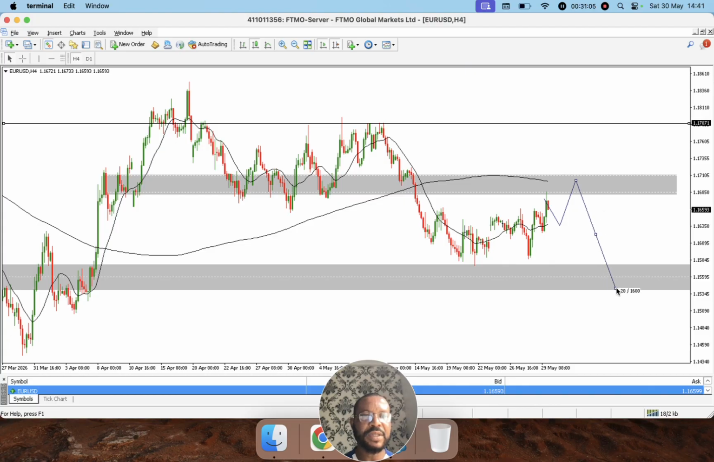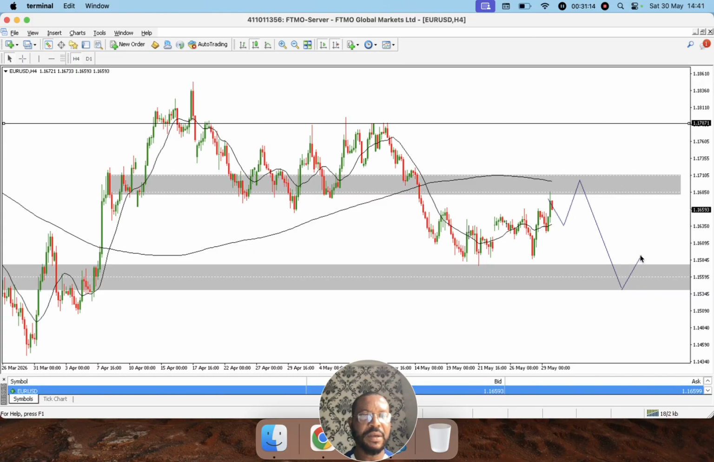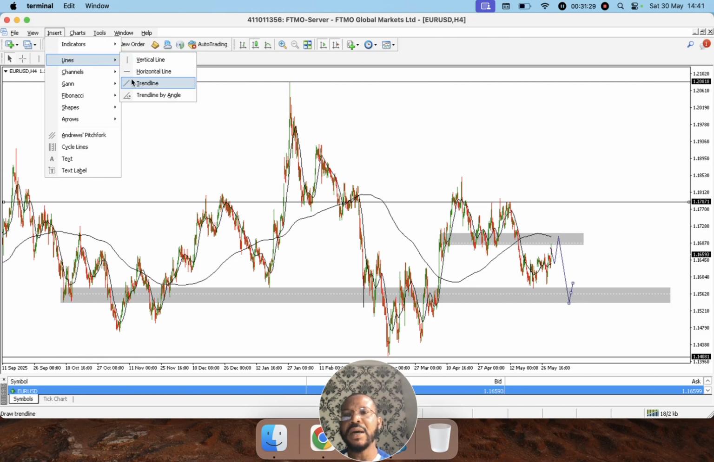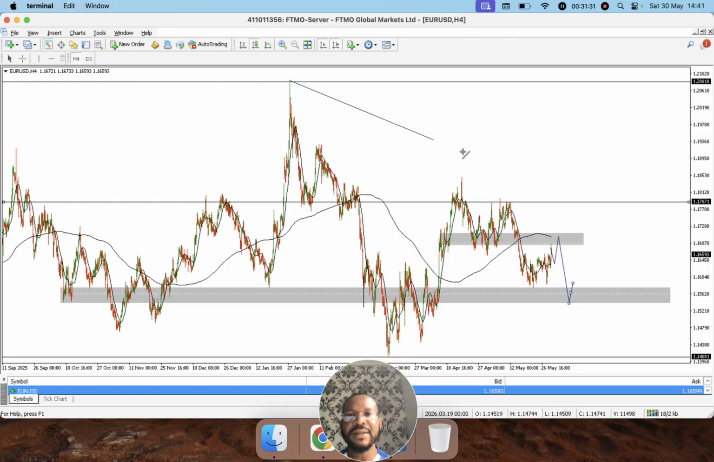Then from this point, I expect the buyers to come back in, because this is a strong growth for the buyers. From this point, buyers will come back in. Then from here, I'll take the Euro USD back to the upside. So for the Euro USD, we'll be looking at two things: to sell from this resistance area and to buy from this support area. Guys, there's something else I want to show you about the Euro USD. It is this trend line that is holding from this point to this point.